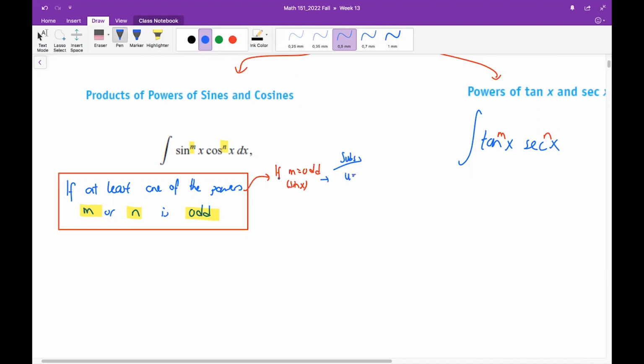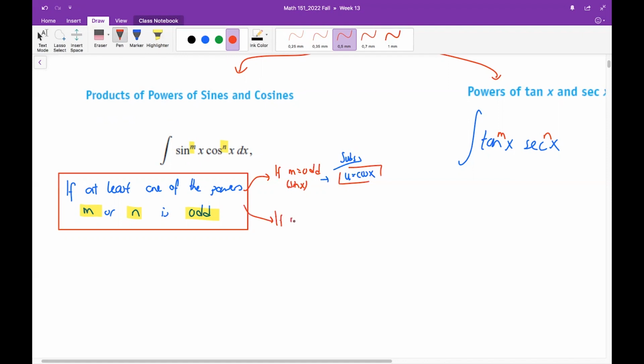You will choose u as the function which has the non-odd power. In this case, it is cosine. So you first decide: if at least one of the powers is odd, you look at the function having the odd power and you choose the other one as your substitution. And using a substitution means what? You try to rewrite the whole integral in terms of u's and du's. It will be possible if you choose the substitution u equals cosine x in this case. Then you will try to integrate the integral that you obtain in terms of u's and du's only.